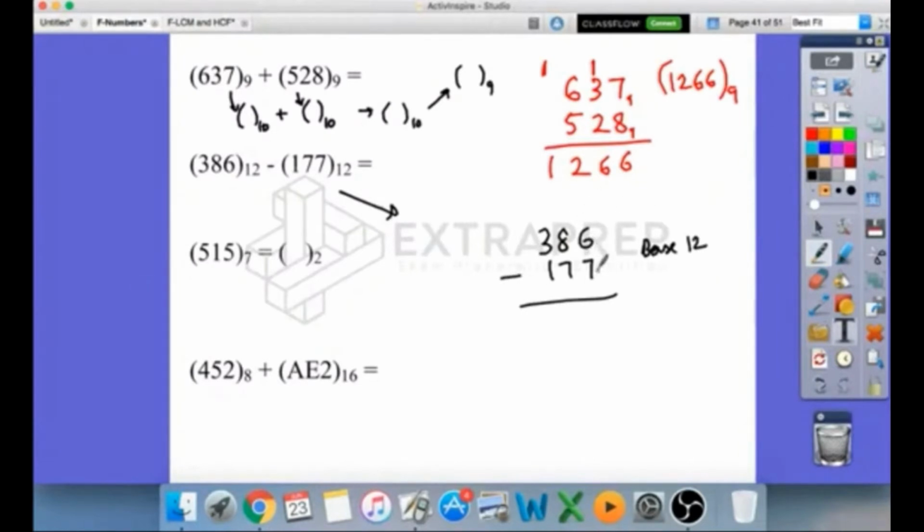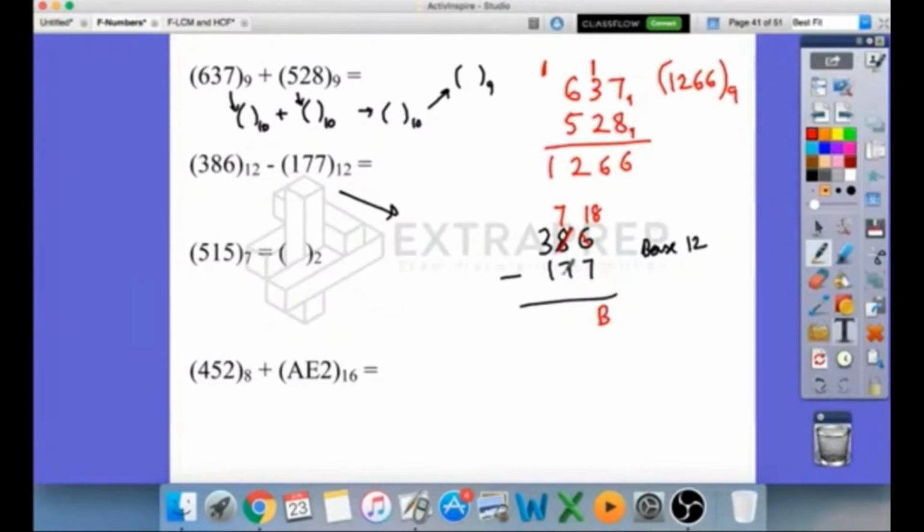Now 6 minus 7, 7 does not go in 6. So obviously we'll have to borrow. Here, this 8 becomes 7. And when you borrow, because it's base 12, 12 gets added to 6 and it becomes 18. I hope you're catching that. See, 8 becomes 7 because you're borrowing 1, but that 1 comes here and becomes 12. So 12 plus 6, it becomes 18. 18 minus 7 is what? 11. What's the value of 11?